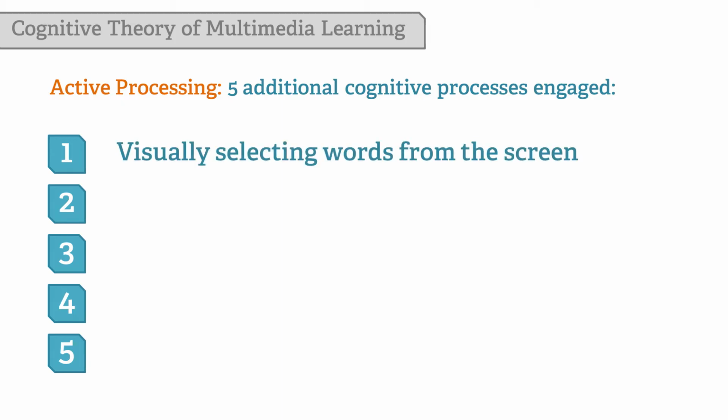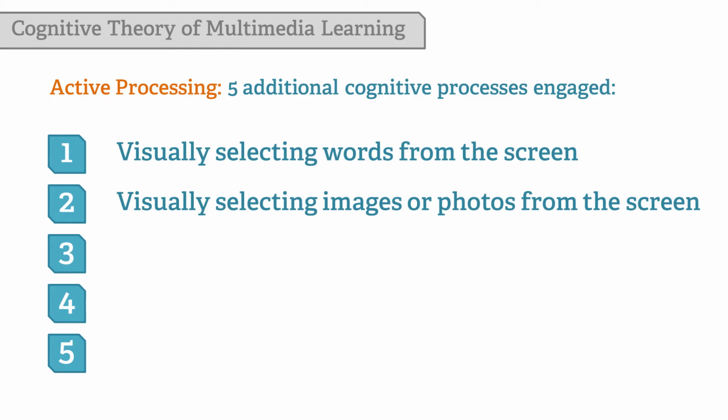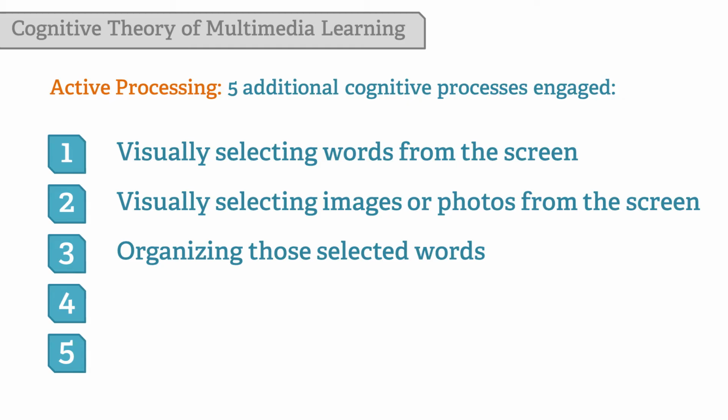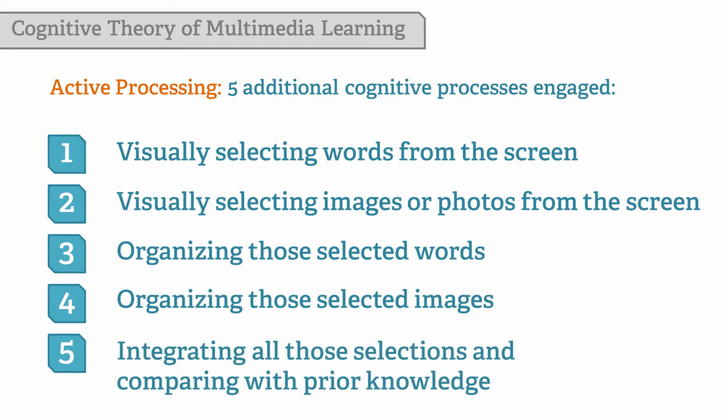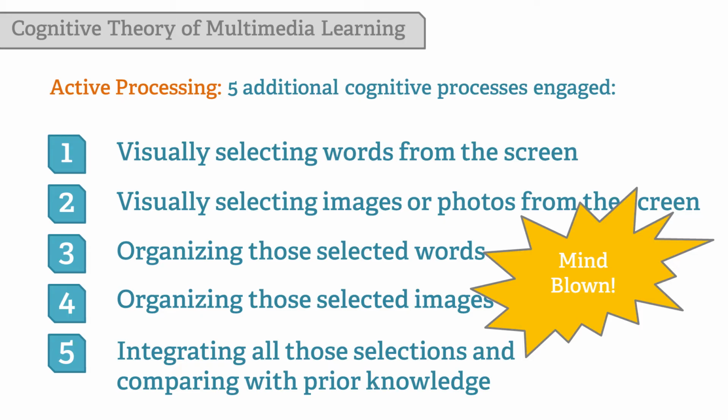The first is visually selecting words from the screen, similar to what you're doing now viewing this presentation. Visually selecting images or photos from the screen, organizing those selected words, organizing those selected images, and finally integrating all those selections and comparing them with our prior knowledge. Whoa, that's a lot of brain power going on just to retain new presented information.